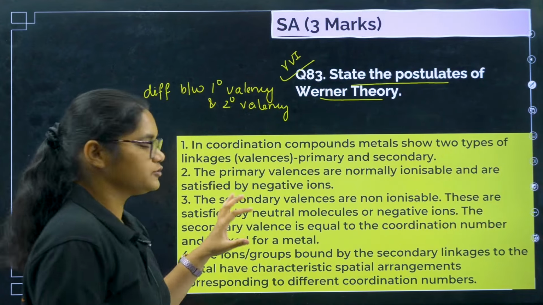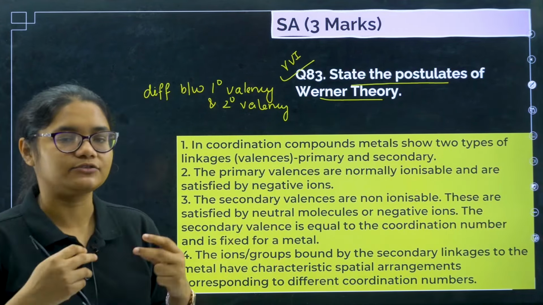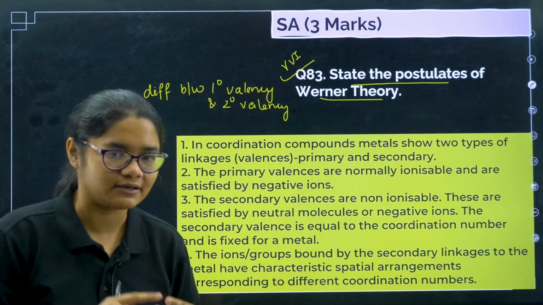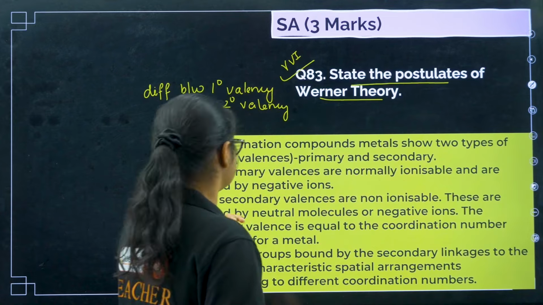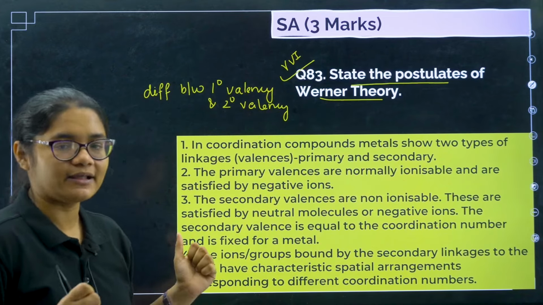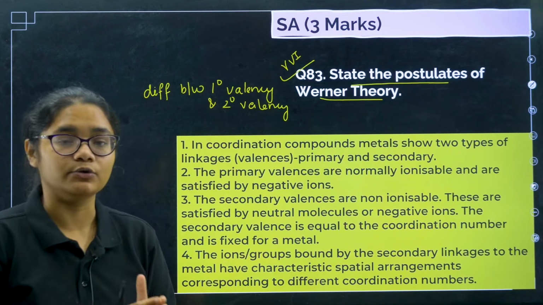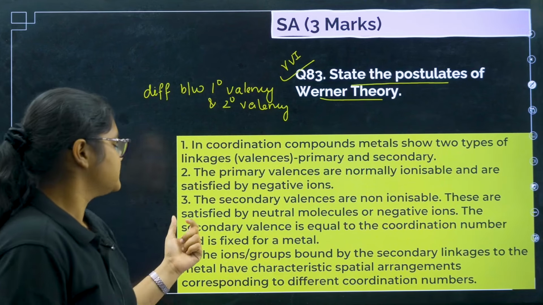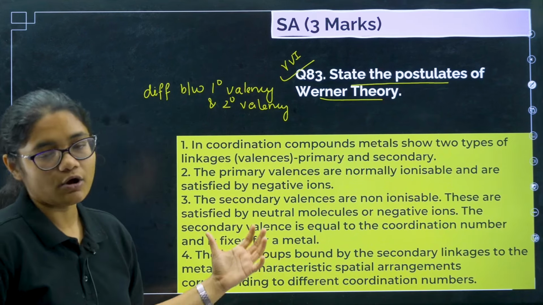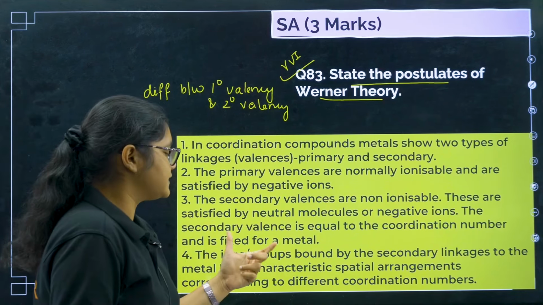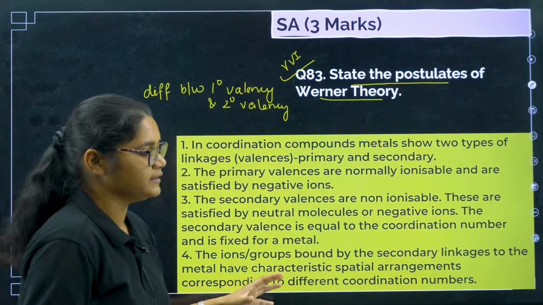So you can write down the postulates of Werner's theory: a coordination compound has two types of valency, primary and secondary valency. Primary valencies are the normally ionizable valencies and are satisfied by negative ions. Secondary valencies are non-ionizable and are satisfied by neutral or negative molecules. Secondary valency tells you about the coordination number of a metal. The secondary valency also gives you the geometry or the spatial arrangement of the ligands around the metal.